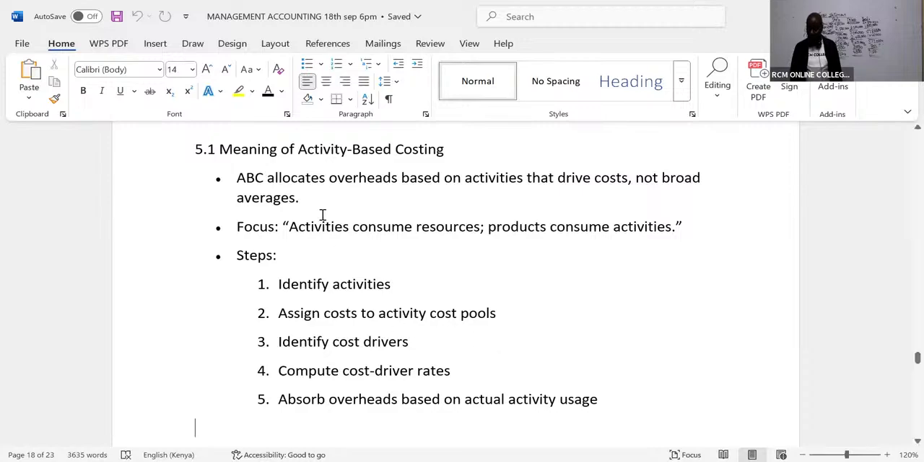So we are told ABC allocates overheads based on activities. Here you shall not be using just one basis, but activities that drive costs. Note broad averages. Focus, activities consume resources, products consume what here? Activities. Basic steps: identify activities, assign cost to activity pools, identify cost drivers, compute cost driver rates, absorb overheads based on actual activity, what here, usage.